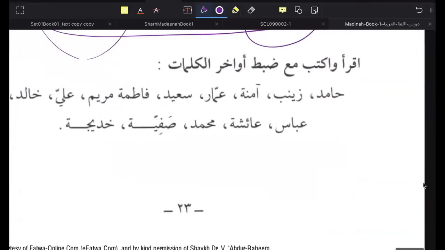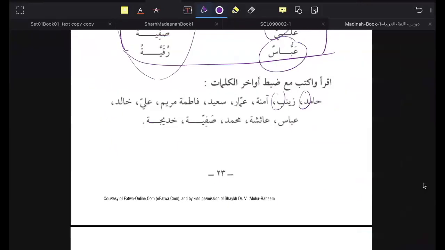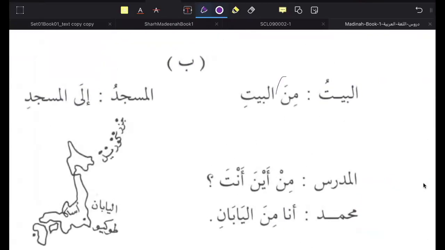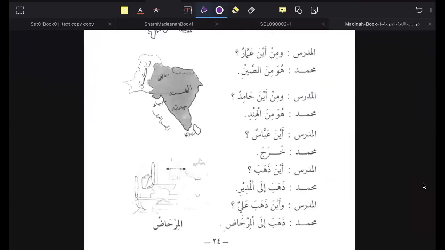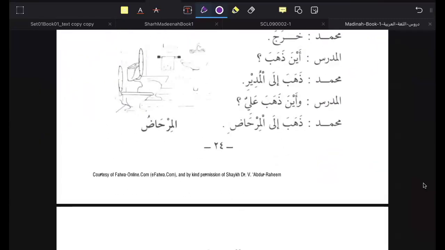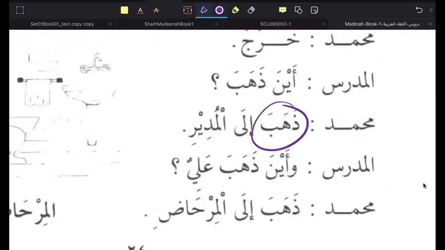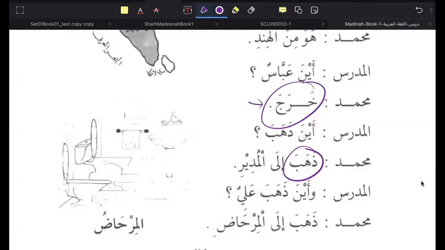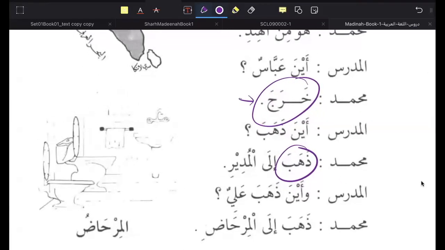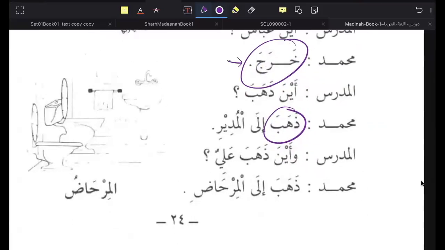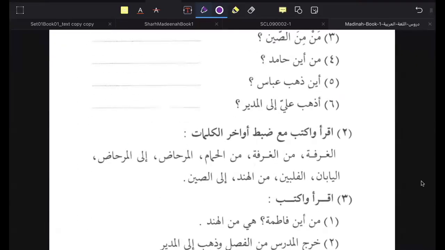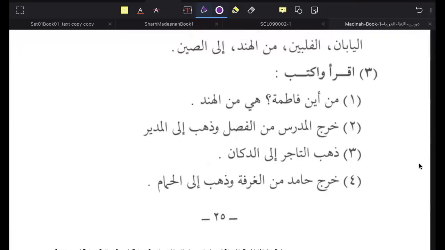Now, here, just put whether you have tanwin or not. It's the same thing. Now it introduced two more prepositions, min and ila. We talked about them. Nothing important is going on. So you have dhahaba. If the book mentioned the verbs, the author will mention them. Kharaja means to go out in the past tense, so that means he went out, and dhahaba means he went. And continue with your exercises.